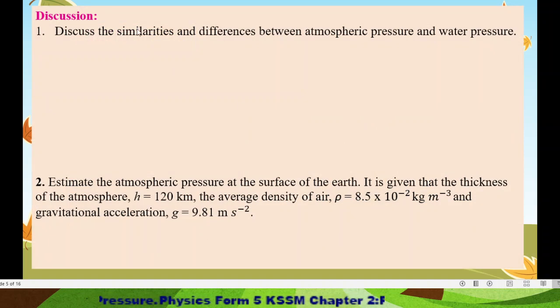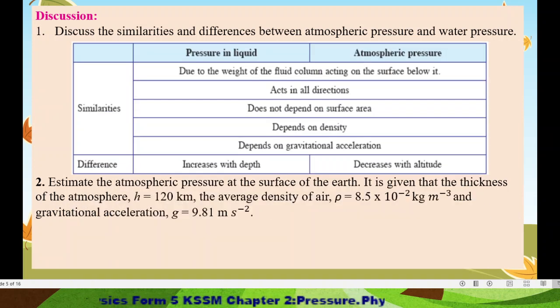Now we want to discuss the similarities and differences between atmospheric pressure and water pressure. We have discussed pressure in liquid earlier. What are the similarities between pressure in liquid and atmospheric pressure? The first one, the concept of pressure. Due to the weight of the fluid column acting on the surface below it, meaning pressure is caused by the weight of liquid. Atmospheric pressure is caused by the weight of air acting on the surface below it.